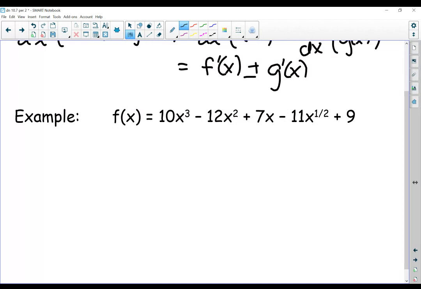Okay, so let's do a big kahuna example of a sum and difference. This is a polynomial function. It has 1, 2, 3, 4, 5 terms, a degree of 3, fractional exponent, all the things. So we're just going to take the derivative.